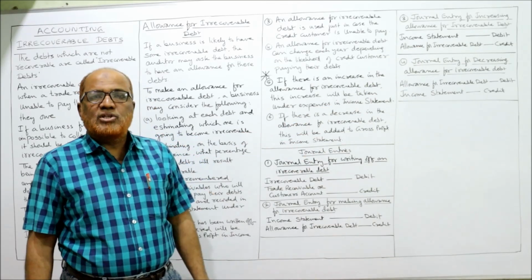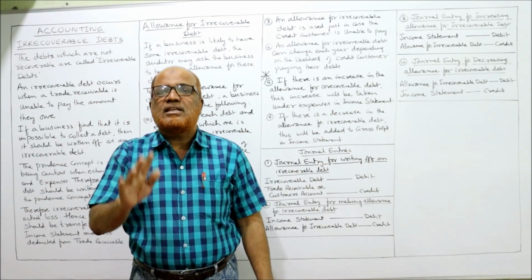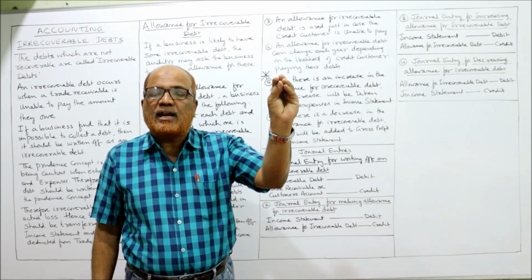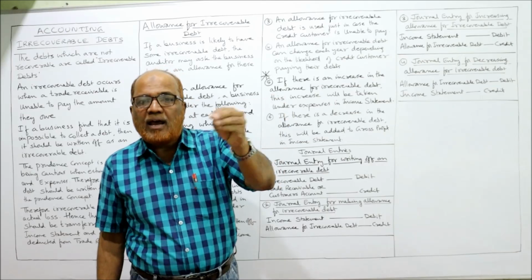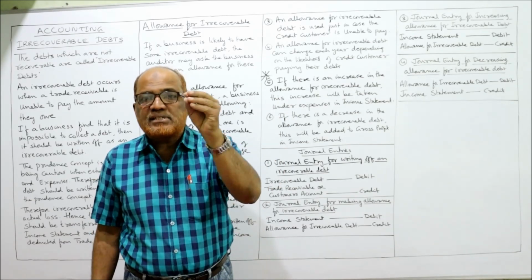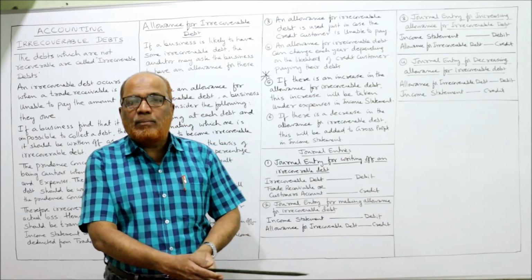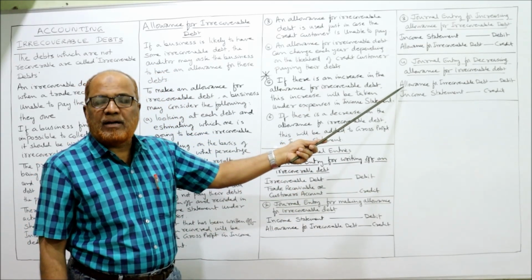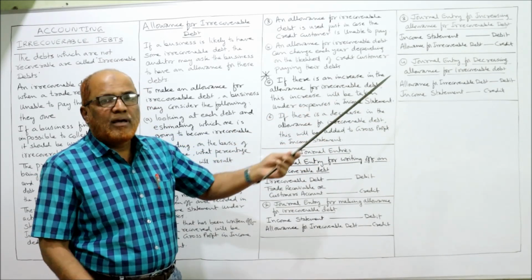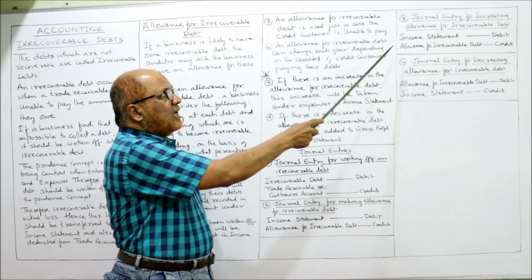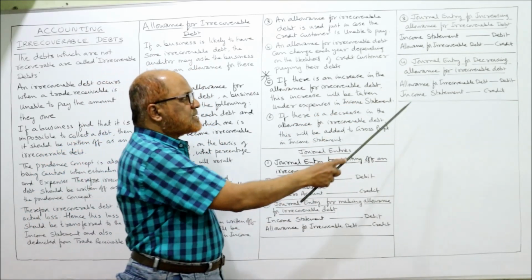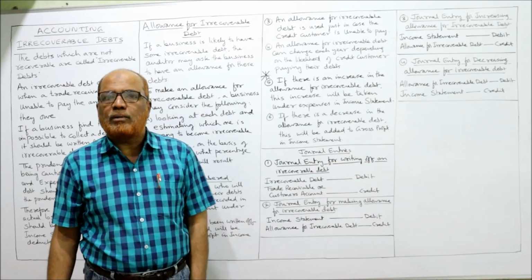Then last one, journal entry for decrease in the allowance for irrecoverable debt. Beginning of the year $1,500 allowance for irrecoverable debt. End of the year it has come down to $1,000. So $500 allowance has decreased. The entry will be allowance for irrecoverable debt debit and income statement credit. Opposite entry. If it is increased, income statement is debited. If it is decreased, income statement is credited. That point you have to remember.